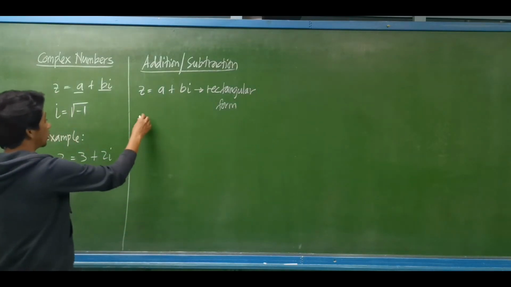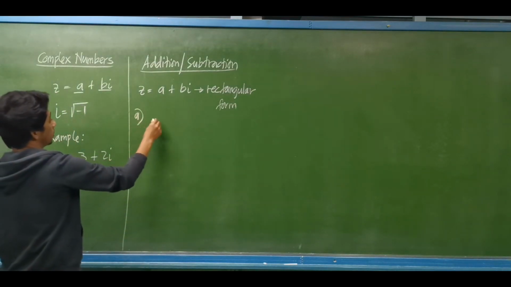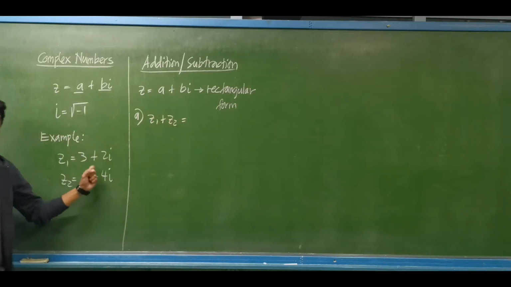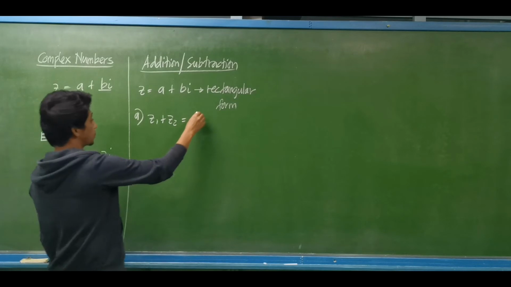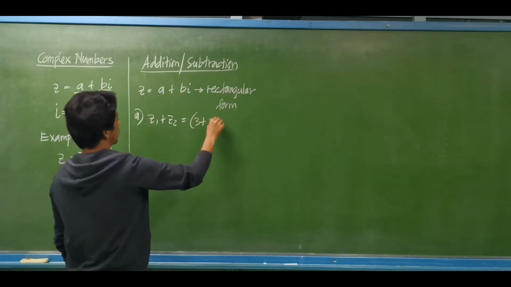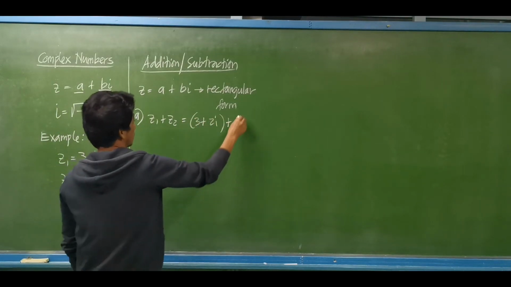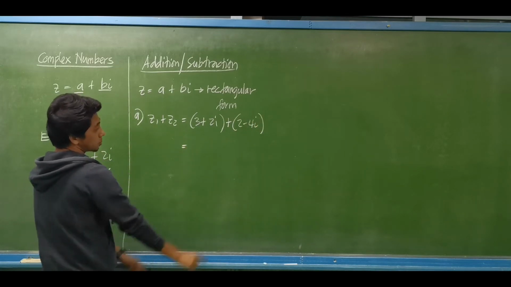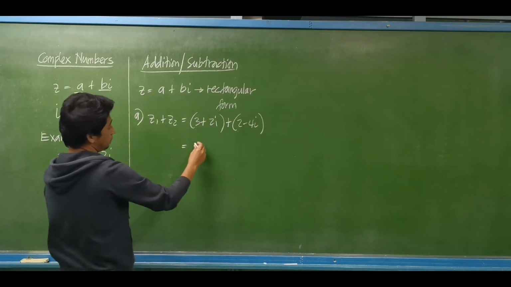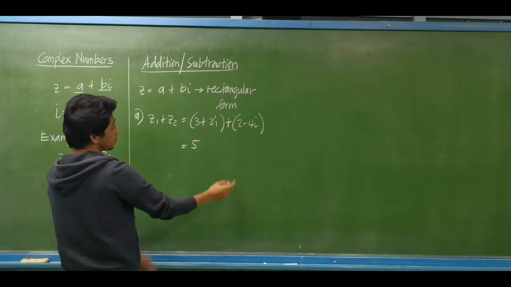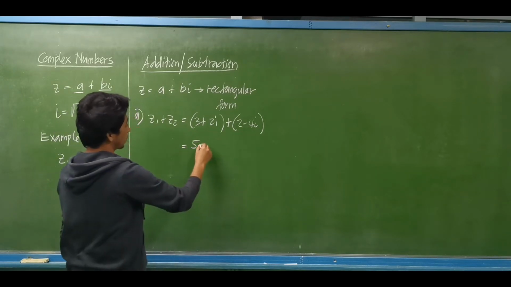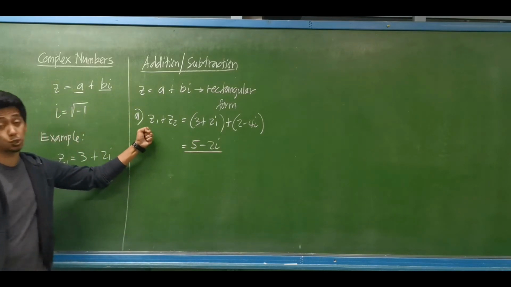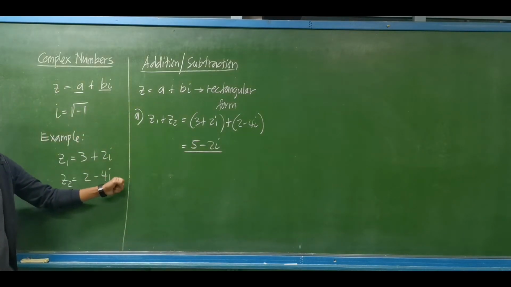For example, we are looking for the equivalent of z1 plus z2. That is the same as our first complex number, 3 plus 2i, plus 2 minus 4i. What we have to do is add the real parts together. We have 3 plus 2, this is 5. 2 plus negative 4 is negative 2i. This will be the sum of these two complex numbers.